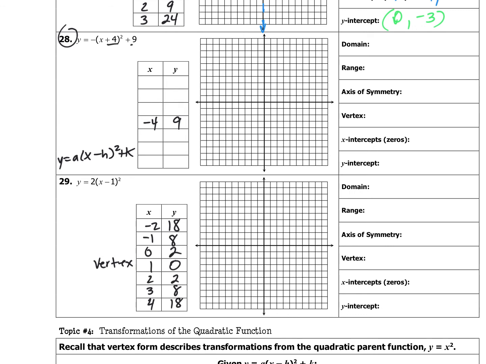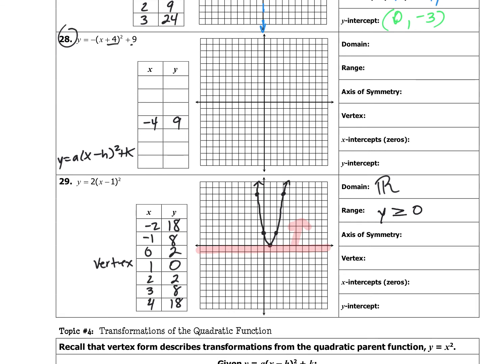Now I can go ahead and put this on the graph. It's going to be (1, 0), (0, 2), (2, 2), (-1, 8), and that's all I'm going to be able to get on here, (3, 8). Okay. So there's my graph. My domain is all real numbers. My range, well, I have range values everywhere from y equals 0 and up. So my range is y is greater than or equal to 0.